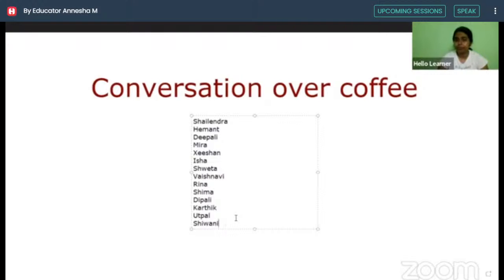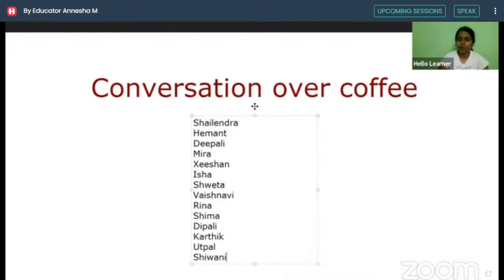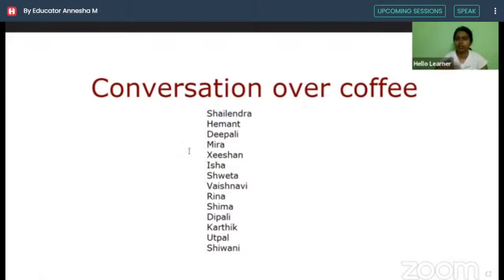Ma'am, what does "conversation over coffee" mean? Okay, I'll explain. Let's start. I think today we have a lot of time. We can complete everything, and everyone will get a chance. So we will start with Shailendra and Hemant. Conversation over coffee means conversing while drinking coffee or tea or any fruit juice, as Karthik has said. Basically, time pass conversation. Right, exactly. When you're sitting down, maybe with a friend or a partner, enjoying a little bit of snacks or fruits, and you're conversing with them, that is conversation over coffee.